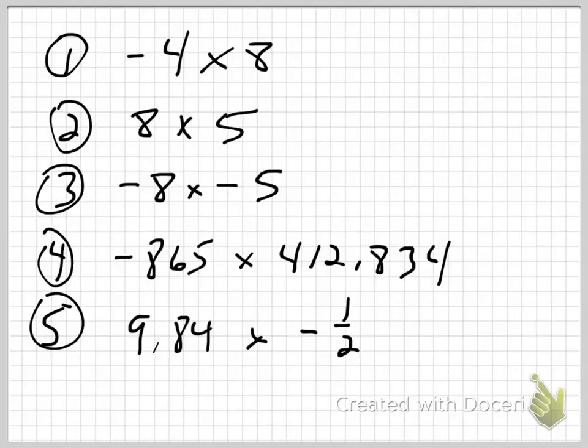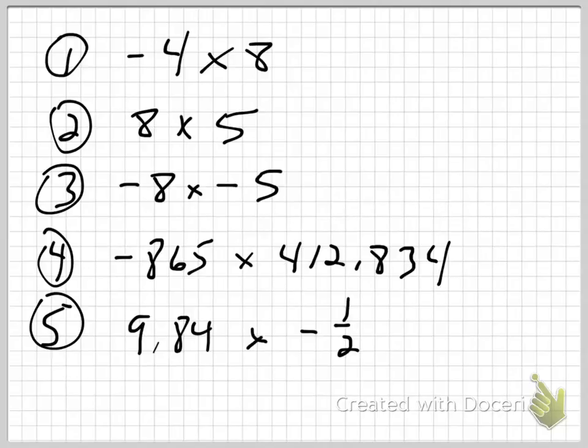Jared, number 3. Positive. Why? Because negative times negative is positive. Nice. Number 4, Donovan. Number 4 is negative. Why is it negative? Because a negative times a positive is a negative.